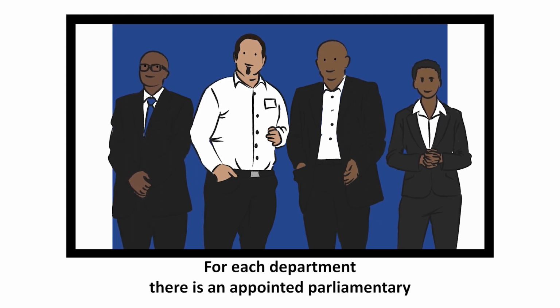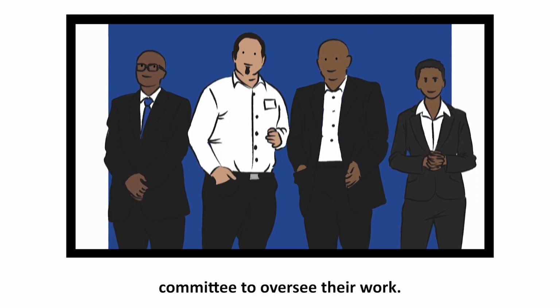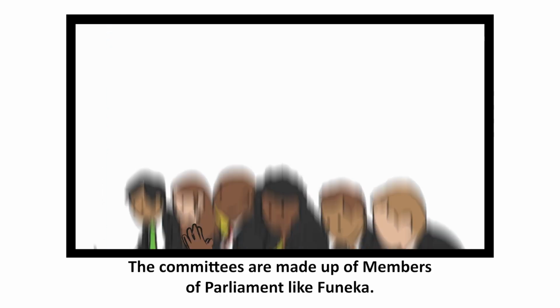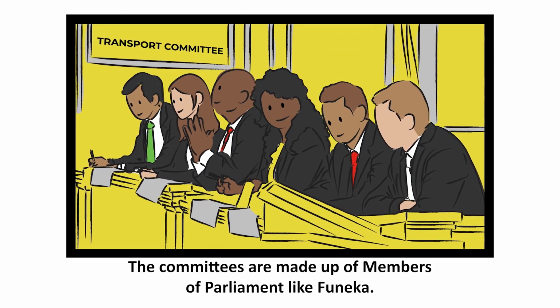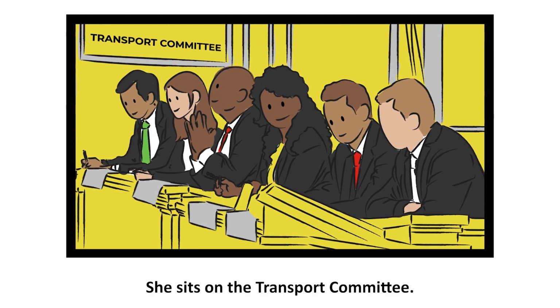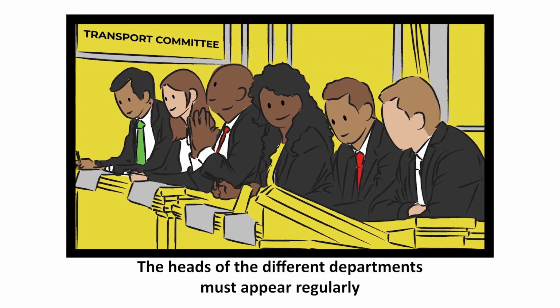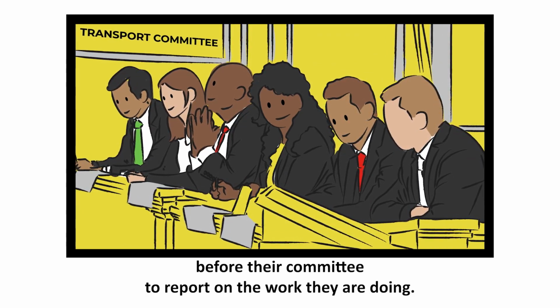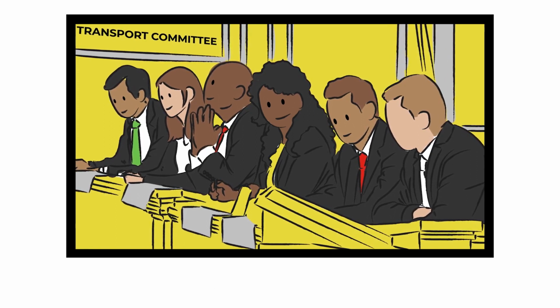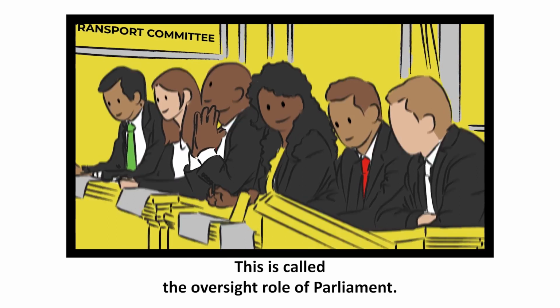For each department, there is an appointed parliamentary committee to oversee their work. The committees are made up of members of parliament like Funeka. She sits on the Transport Committee. The heads of the different departments must appear regularly before their committee to report on the work they are doing. This is called the oversight role of Parliament.